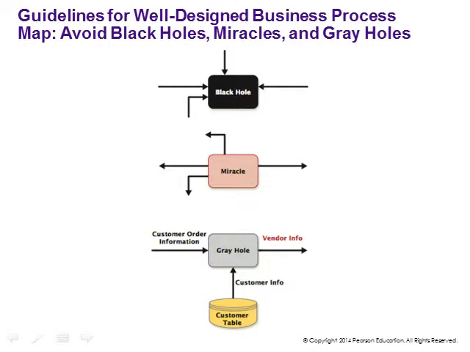When building a business process map, there are some general guidelines to follow, which are noted in our text. Notice that there should not be data flow between 2 data stores, 2 data objects, or a data store and a data object.